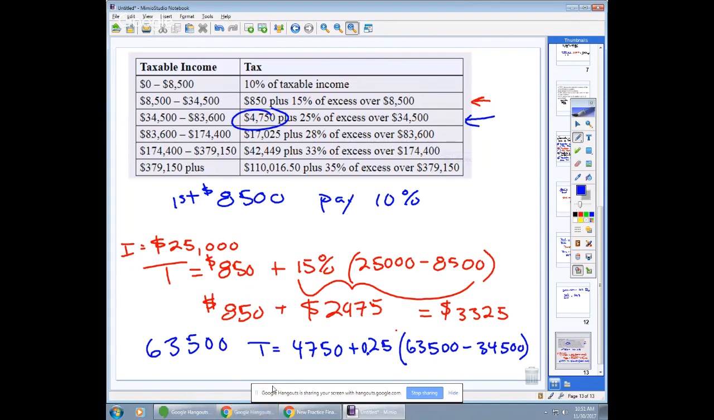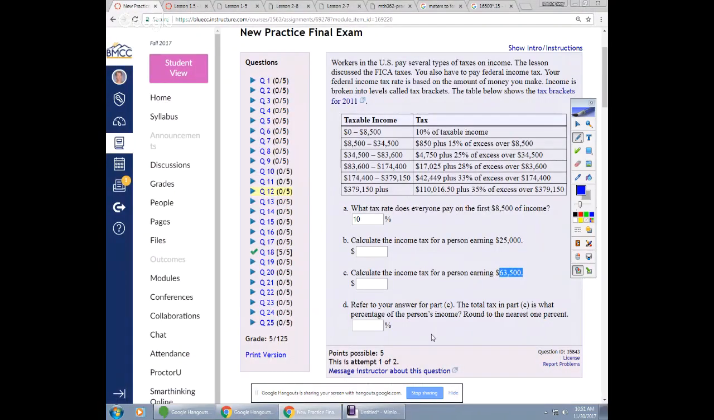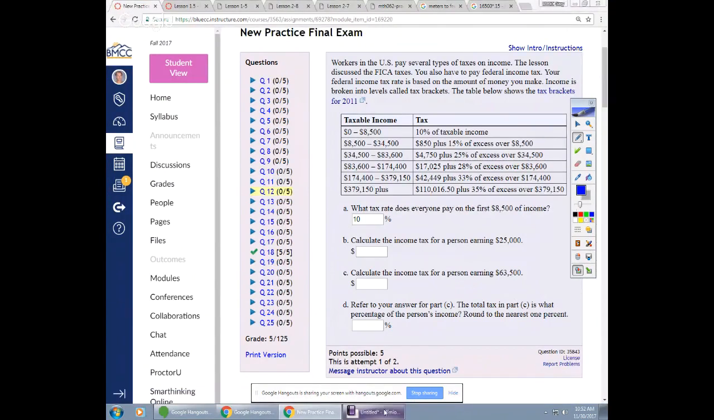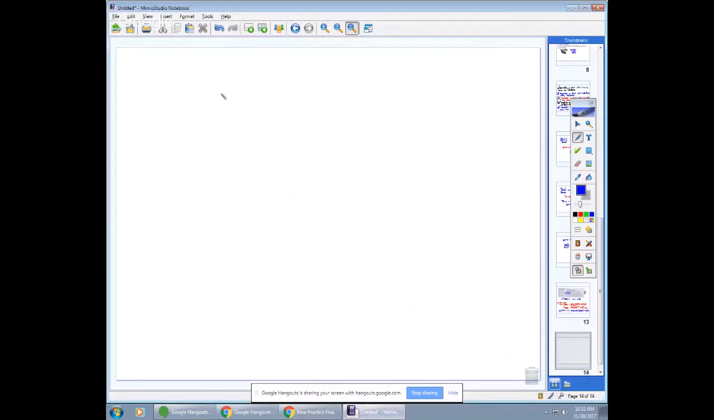The last question says, given the amount of tax they pay, what's the actual percent that they pay? To figure that part out for part D, we're just going to calculate that tax, whatever it is, and then divide it by how much they made, 63,500. And that will give us the actual percent. And we are out of time for fun with math today.